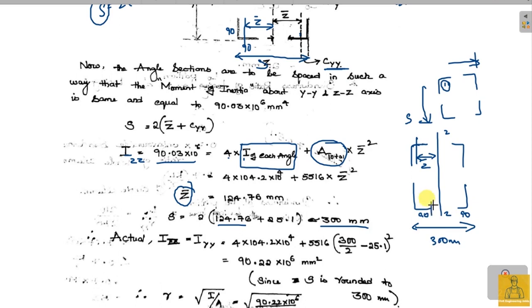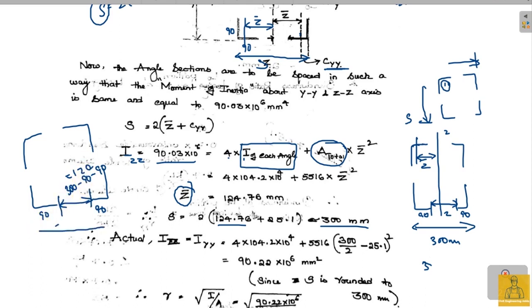So what is the distance between these two angle sections? 300 minus 180, isn't it right? Let me show you here. This is the angle section. This is 90. This is 90. What is this distance? This is 300 minus 90 minus 90, which is 180. 300 minus 180 is 120. So 120 is this distance. But the overall length of this side is S, which is equal to 300 mm.